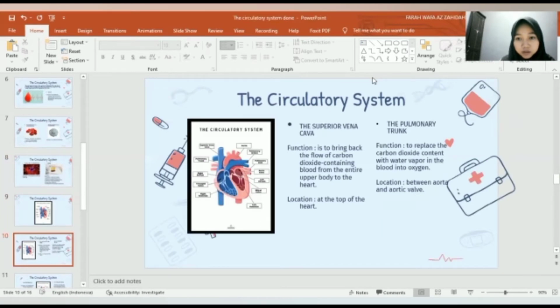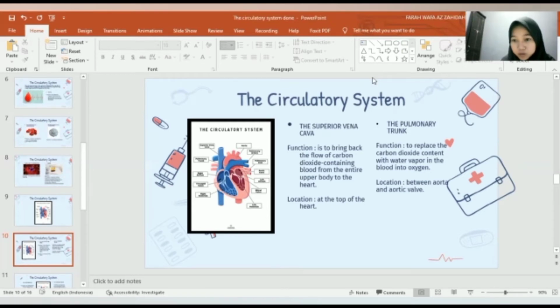The circulatory system. Number 1, the superior vena cava. The superior vena cava is a vein that carries blood from the head and hands. The blood carried by this blood vessel contains a lot of carbon dioxide. Its function is to bring the carbon dioxide-containing blood from the entire upper body back to the heart. Location: at the top of the heart.